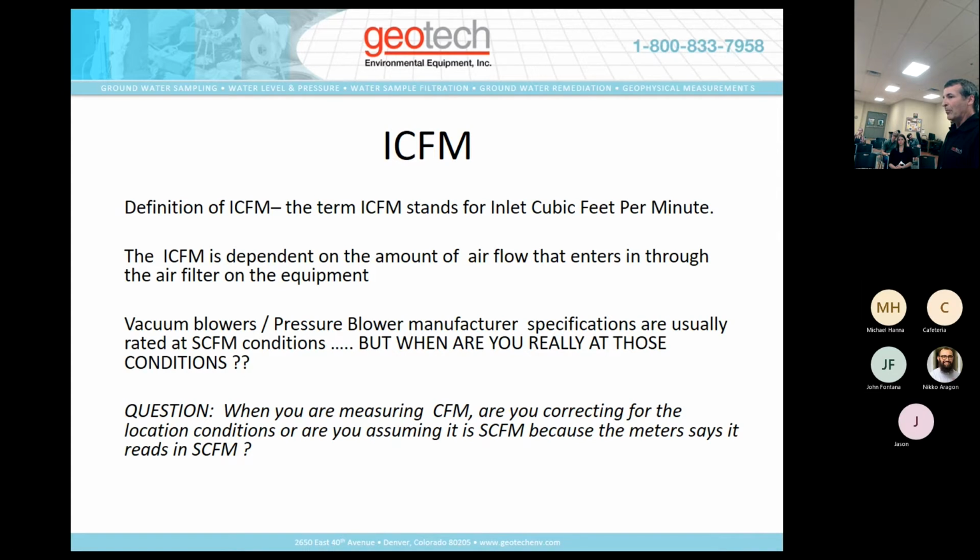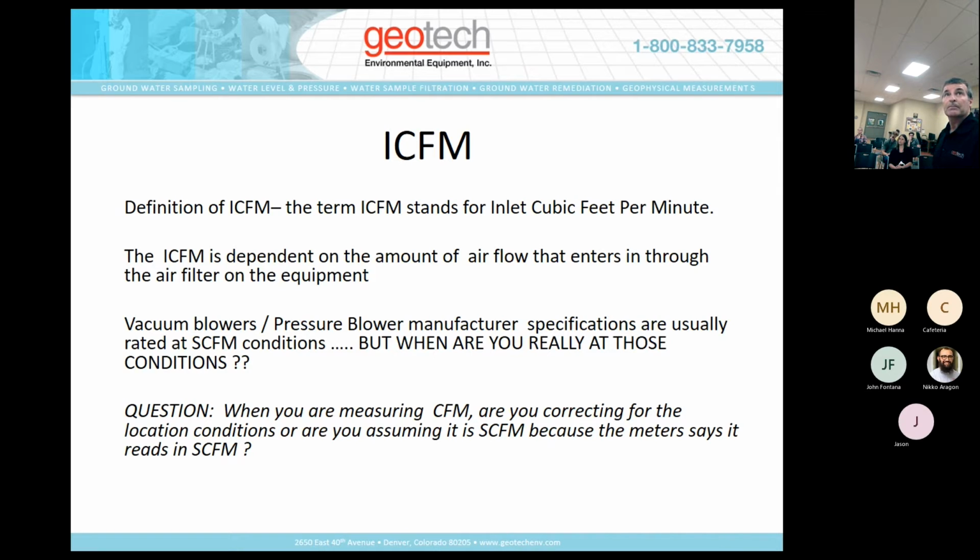The majority of the gauges that are available commercially show their reading in SCFM, but are you really at those conditions? We're not at those conditions here because we're not at sea level. You have to be at 68 degrees Fahrenheit with 0% relative humidity. So how often are you actually at those conditions to be able to say, I need SCFM?